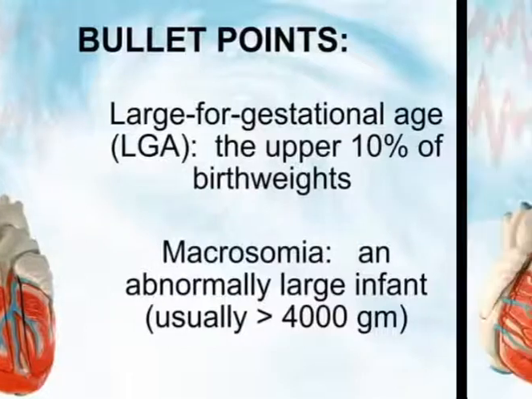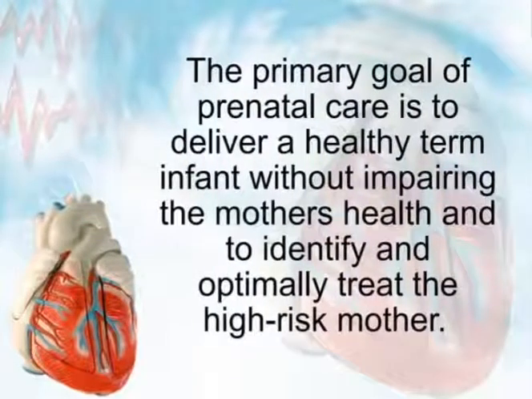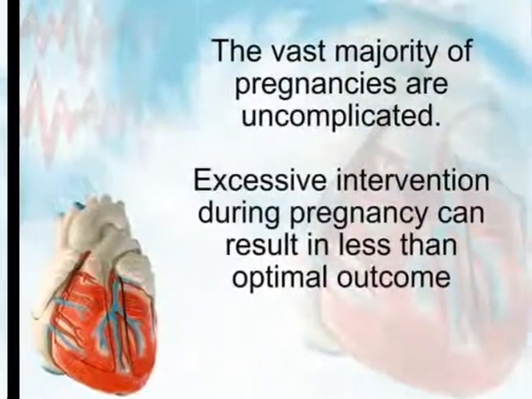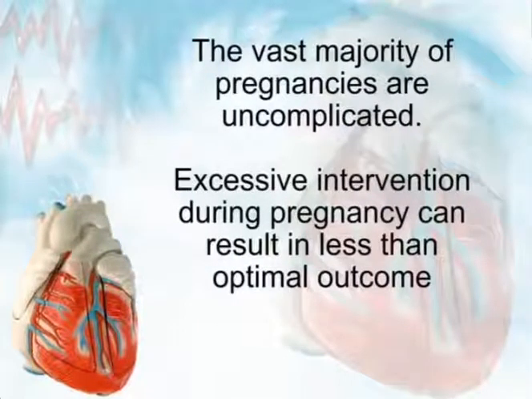Macrosomia, an abnormally large infant, usually greater than 4,000 gram. The primary goal of prenatal care is to deliver a healthy term infant without impairing the mother's health and to identify and optimally treat the high-risk mother. The vast majority of pregnancies are uncomplicated. Excessive intervention during the pregnancy can result in less than optimal outcome.